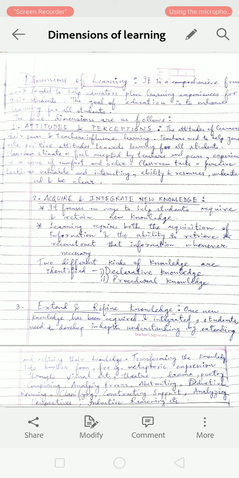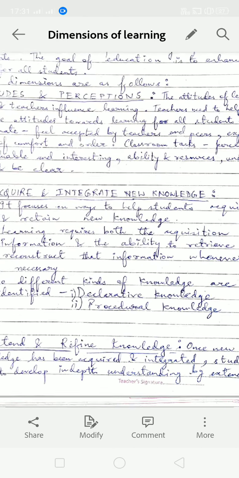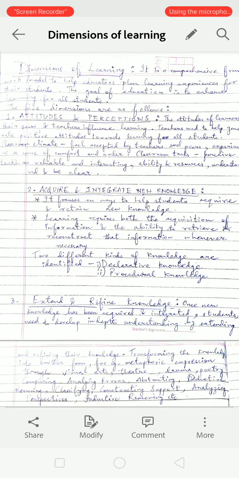So the goal of education is to enhance learning for all students, and here we have 5 dimensions. Okay, so 5 dimensions. First one is attitude and perceptions. So the attitude of learners, their peers and teachers influence learning. Okay, and second is what, acquire and integrate new knowledge. Okay, so first one is attitudes and perception, and second is acquire and integrate new knowledge.